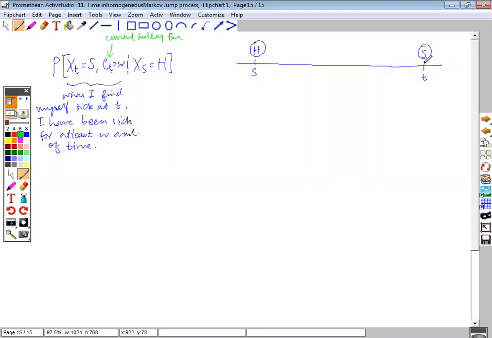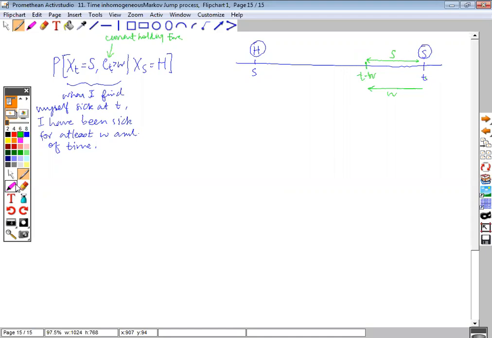I mean, this is the end probability that I want to figure out. And what I'm saying is that I find myself in the sick state at time T, but I also know for sure that for at least W amount of time, I have been sick. So if I go back W amount of time, this will be T minus W. So what it says is that you are sick from this amount of time up until this amount of time. Does this make sense to you guys?